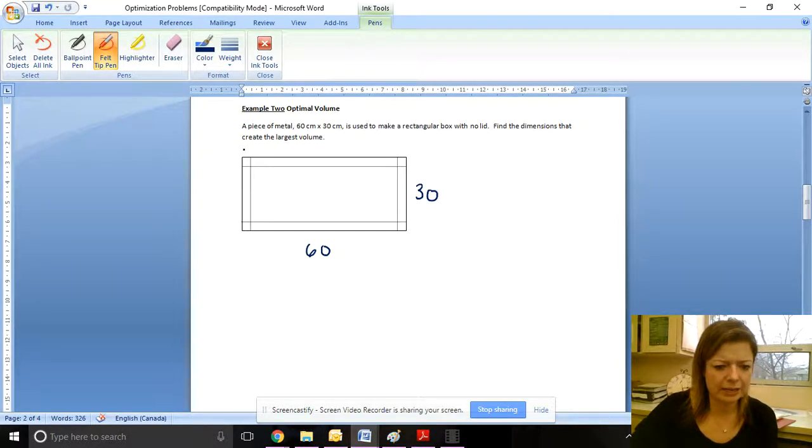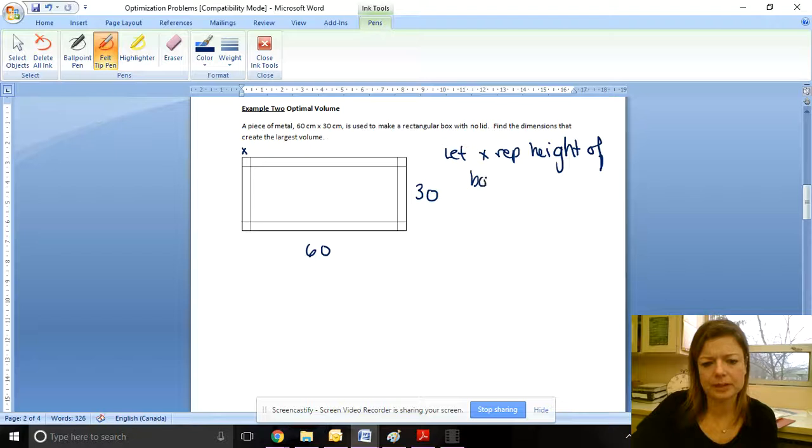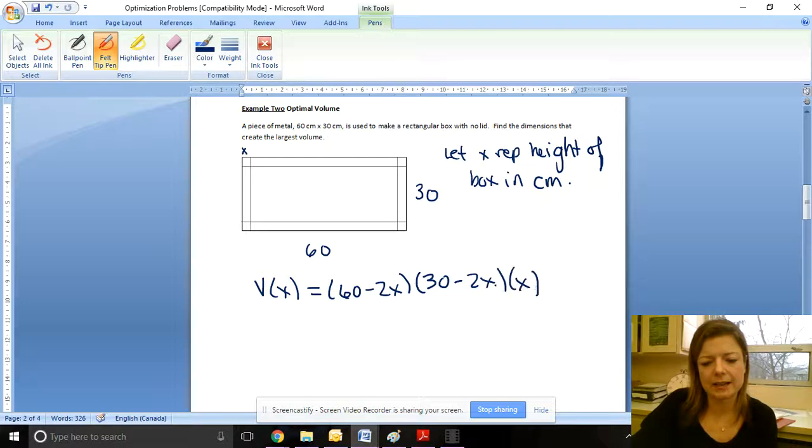So we're going to be cutting out these squares, which we'll call x. They're all the same size. So we'll say let x represent the height of the box in centimeters. Okay, so our volume then at x is going to be the length, so that's 60 minus 2x, times the width, 30 minus 2x, times the height, which is x, okay?